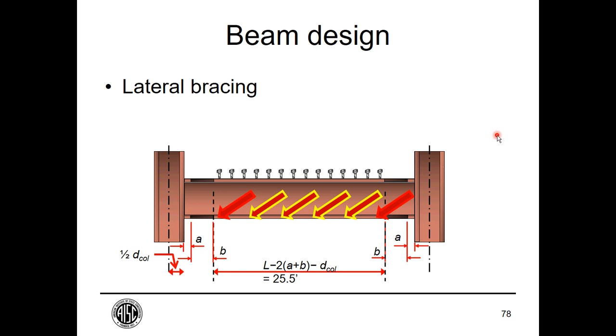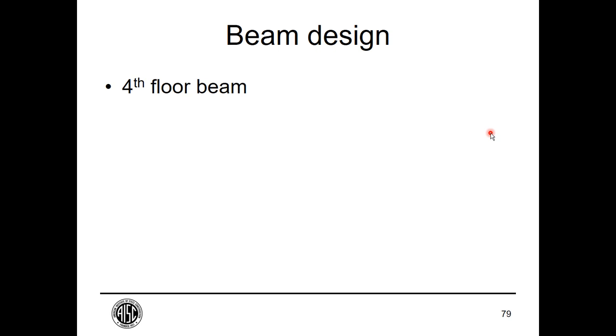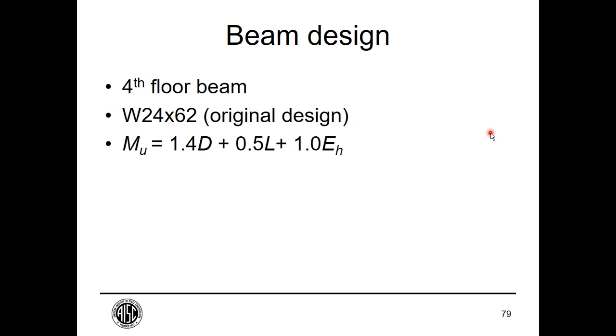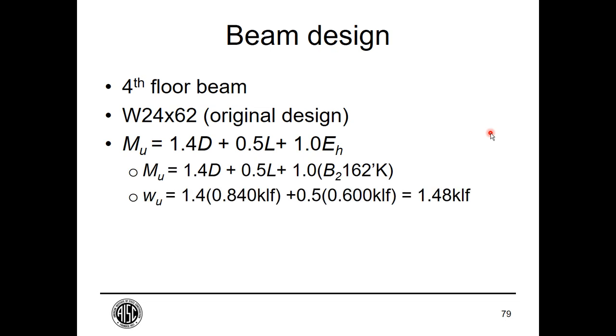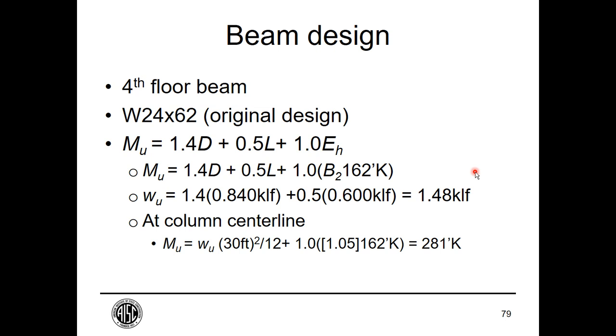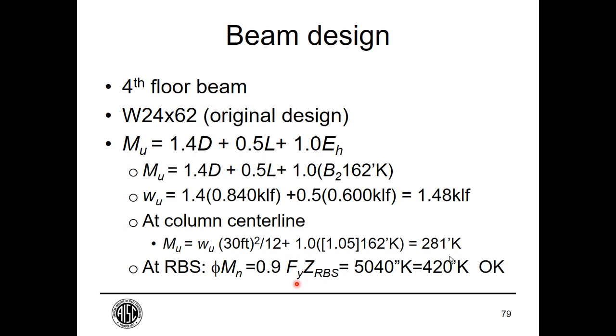Here's our lateral bracing of the bottom flange. So we have a moment, including seismic, dead and live. Seismic is amplified by the B2 factor. Here's the moment at the column center line. It's wL squared over 12. It's not really the moment that we have in the beam, but since our moment capacity is much higher than that, we know that the beam selected is okay.